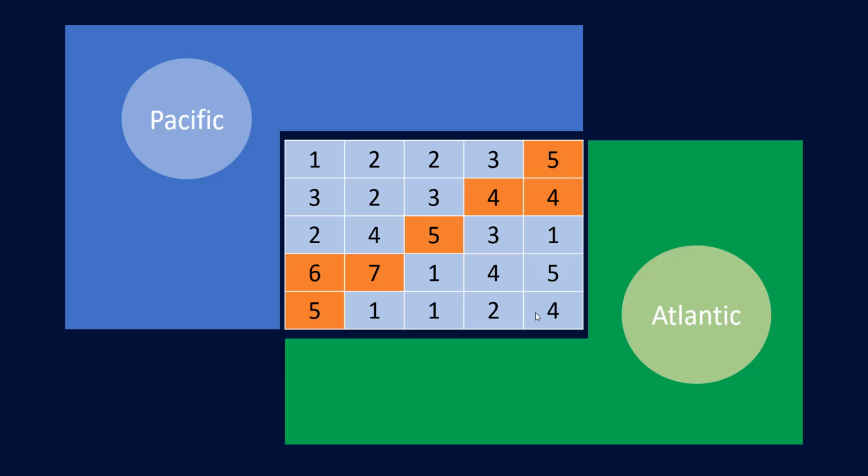Over here we'll see the DFS or the recursive approach for solving this problem by using two different matrices for storing the cells that can reach the Pacific and the cells from where the water can reach the Atlantic, and then merging the answers from both of them. So let's go ahead quickly and code this particular problem out.